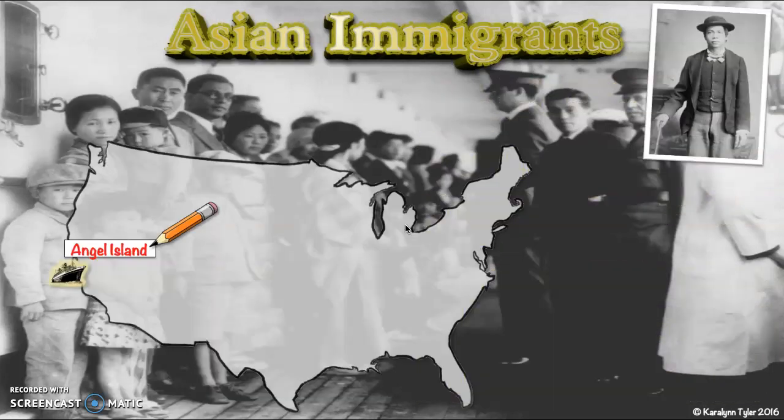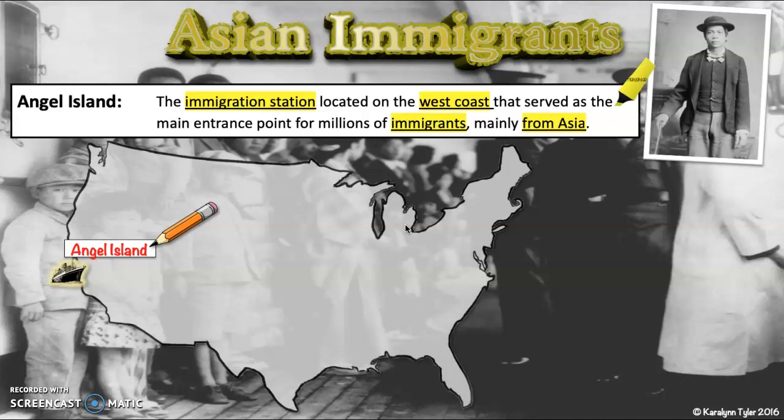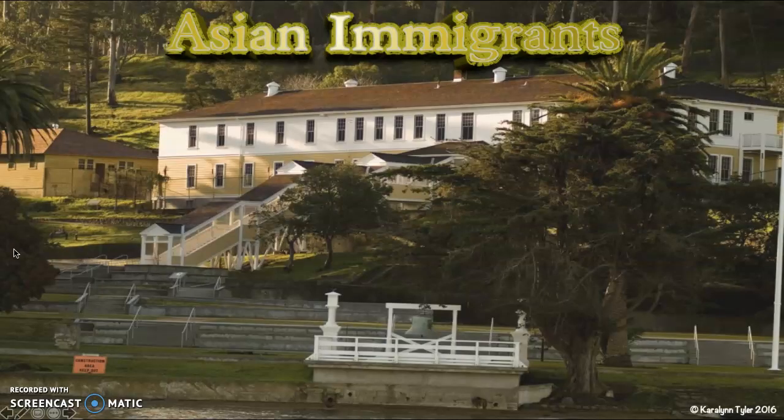On the map at the bottom of the page, please identify Angel Island and then highlight in our notes the immigration station located on the West Coast that served as the main entrance point for millions of immigrants, mainly from Asia. On that map, would you please identify A is for Asia and Angel Island? So all those things starting with A, it's going to be right here on the coast of California. Because on the other side of the Pacific Ocean, we have the countries of China, Japan, Thailand, those other Asian countries. This is a photograph of Angel Island.